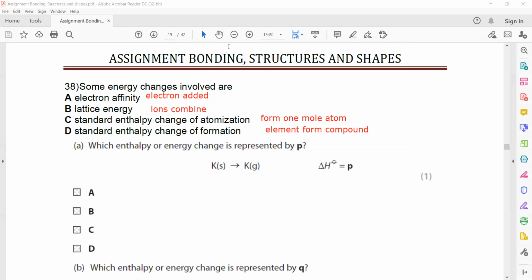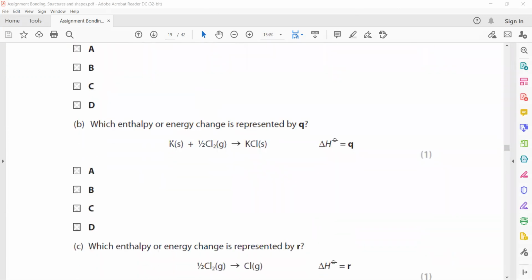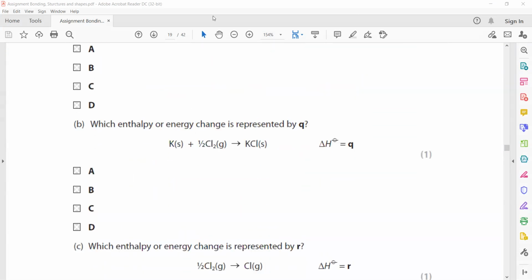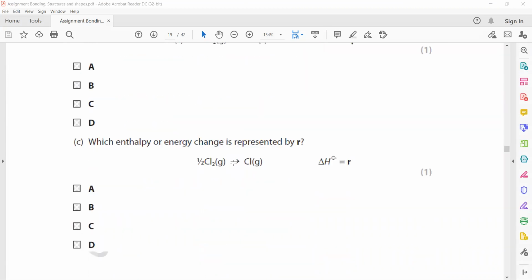So which enthalpy change or energy change is represented by P? You're producing an atom in a gaseous state. When you produce an atom in a gaseous state, we call that atomization. So C is the right answer. Then elements are forming a compound. When elements are forming a compound, we call that formation. So D will be the right answer. And in the last one, the energy change when a molecule forms atoms in a gaseous state, that is also atomization. So again, C will be the answer.